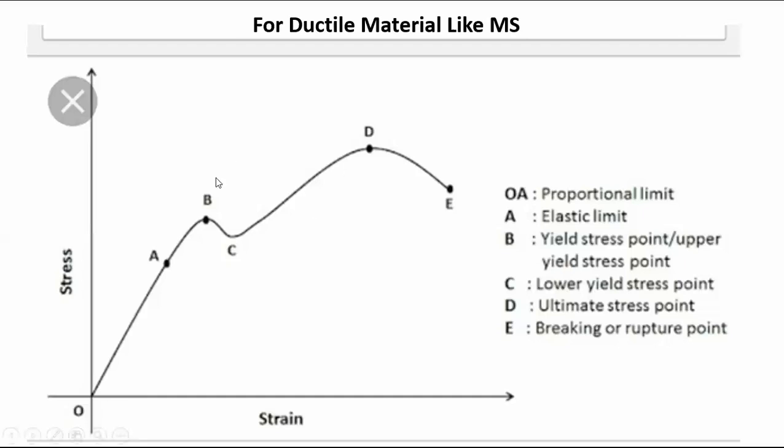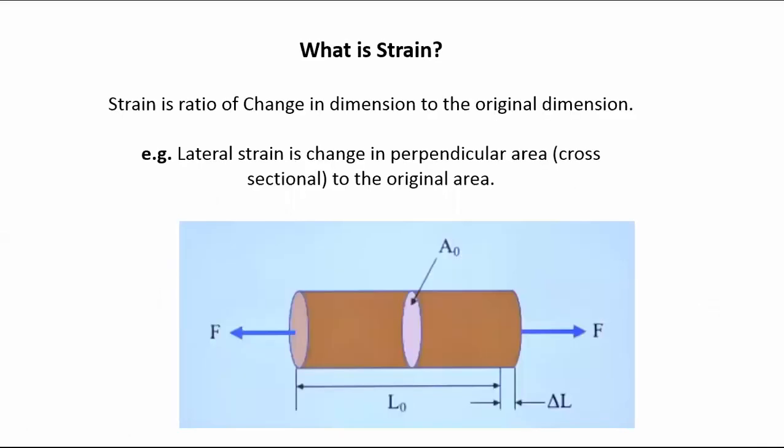Now coming to the point B. Point B is the upper yield point or upper yield stress point, you can call it anything. That means from point A to B, you are still applying load. This stress strain diagram is actually an engineering stress strain diagram. That means engineering stress strain curve. You can see in this diagram here.